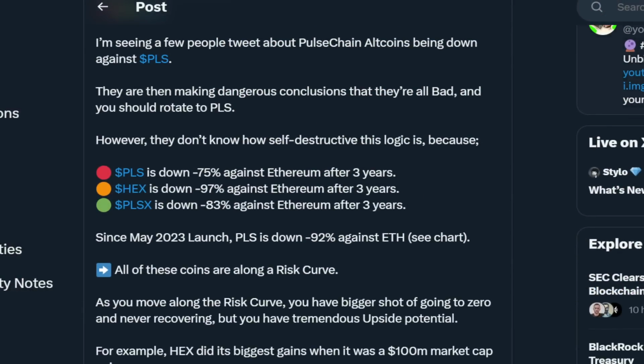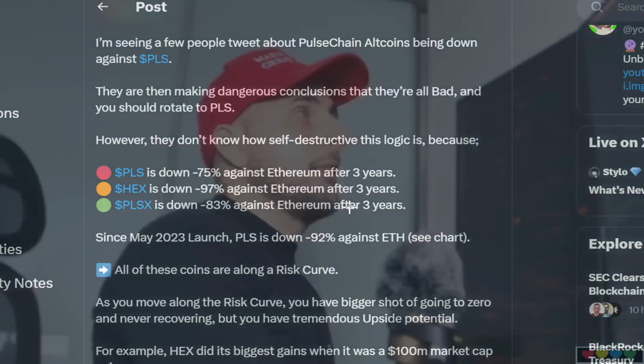I know, man. A lot of people, look, okay, I get it. Yeah. Prices deviate. They go nuts like this. But I'll go through the other ones to just show you, man. This has been happening literally every single altcoin before they pump to the heavens in this global liquidity 4-year woo-woo magic cycle. It's literally the exact same picture, okay? Hex is down 97% against ETH after 3 years. PulseX is down 83% against Ethereum. So all of these are down against Ethereum, not US dollar. So you've lost ETH value, okay? And also since the May 2023 launch, PulseChain itself from that top is down minus 92%, okay?